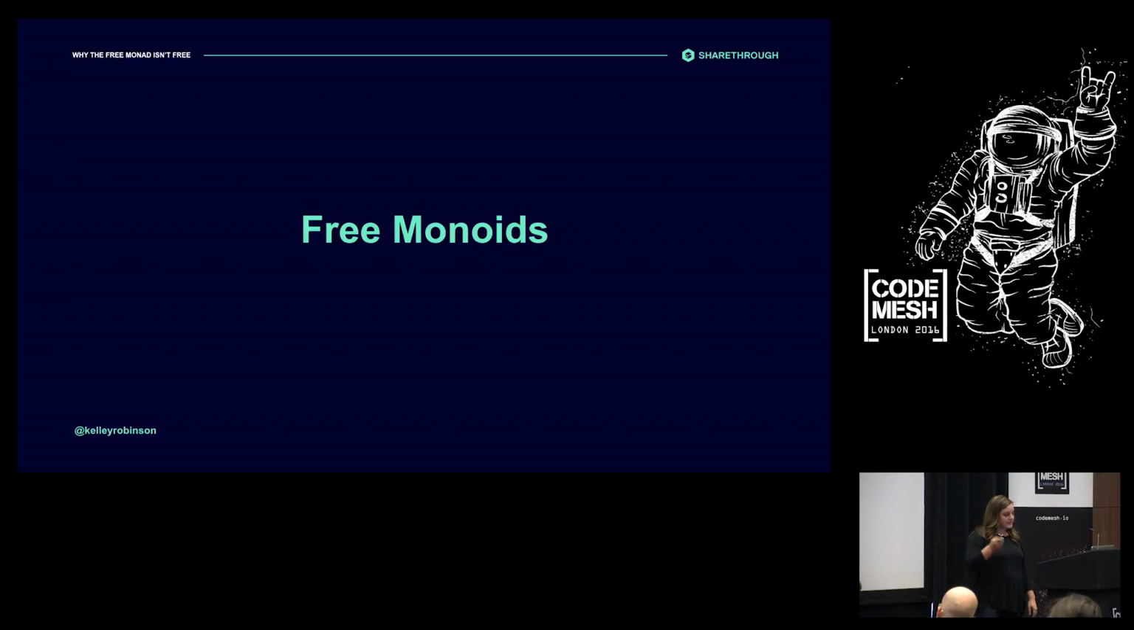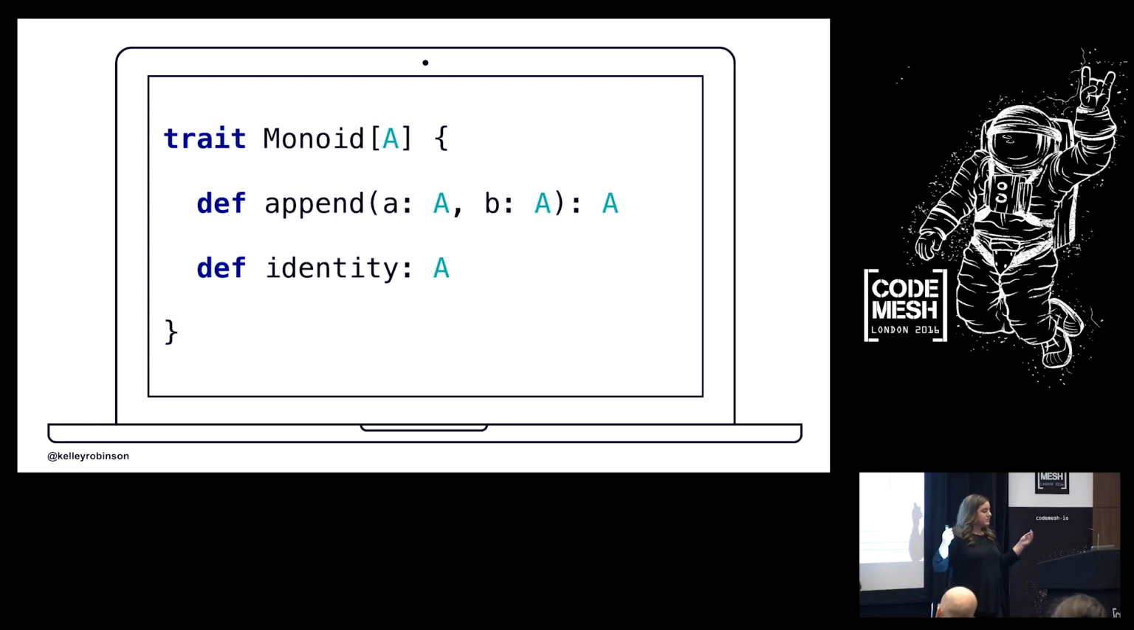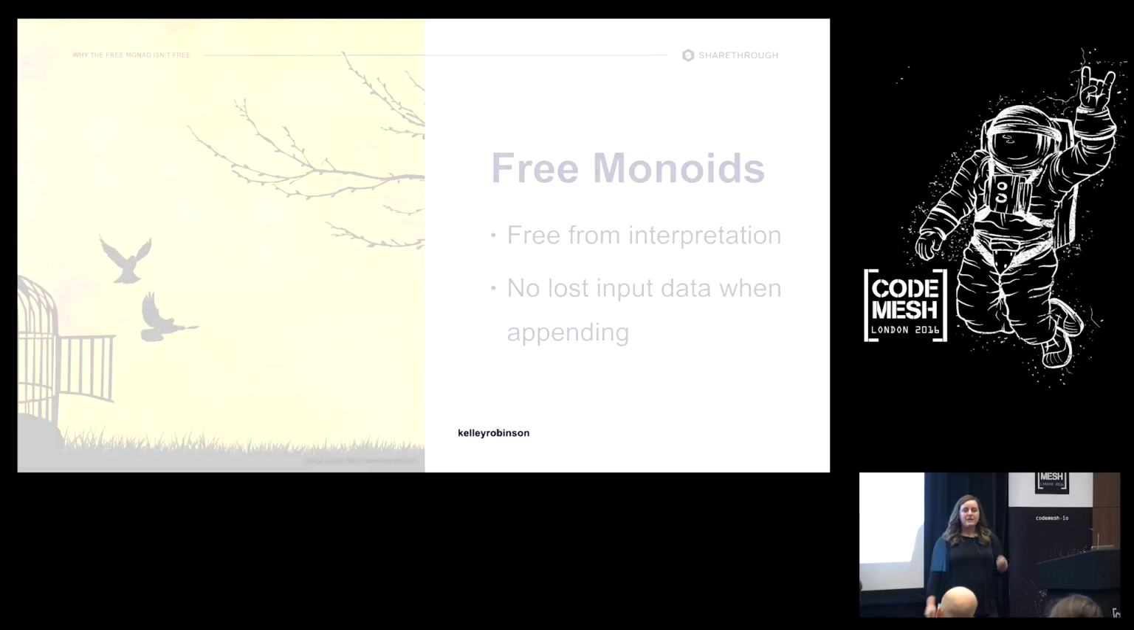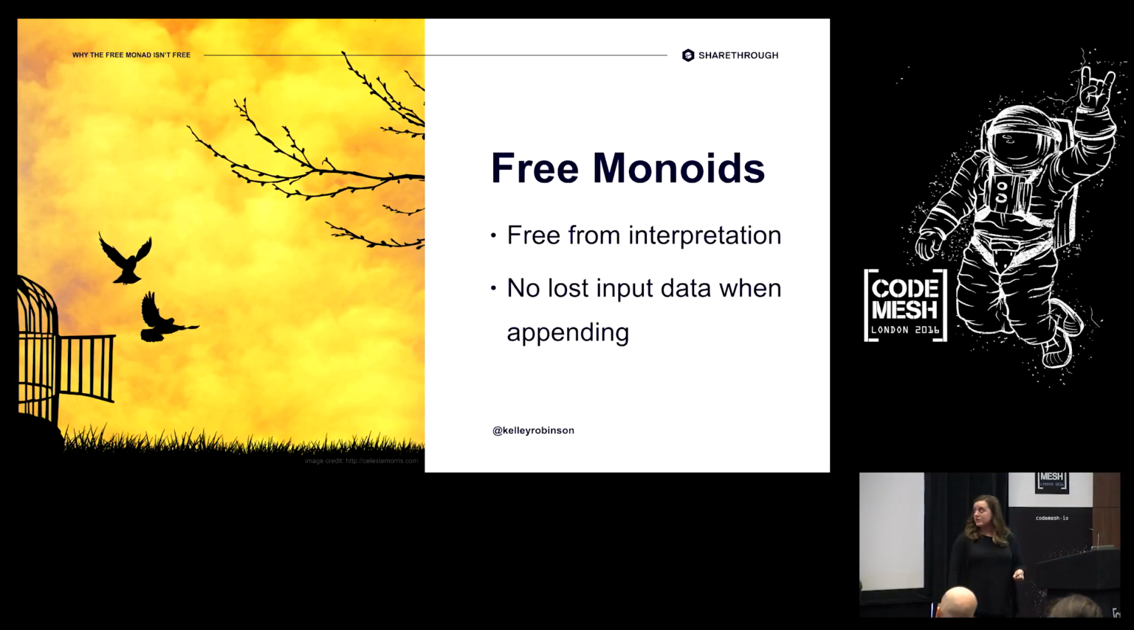So, free monoids. Let's start with this to build up our understanding of free monads. Quick refresh: monoids, the append method, two of something coming together to create a single instance of its type. So what does it mean for a monoid to be free? Well, again, we want to keep it free from interpretation.